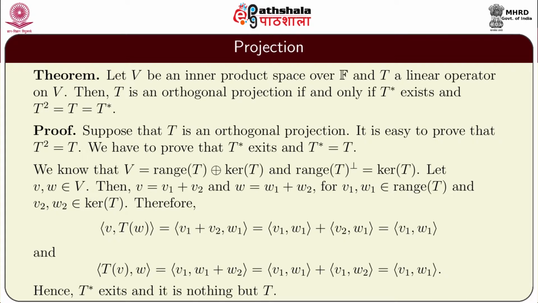And similarly, the inner product Tv, w is inner product v1, w1 + w2, and that is inner product v1, w1 plus inner product v1, w2, and we finally end up with inner product v1, w1. Therefore, we see that the right hand sides match and therefore the left hand sides match. Therefore, inner product v, Tw is the same as inner product Tv, w. Therefore, we conclude that T star exists and it is nothing but T.